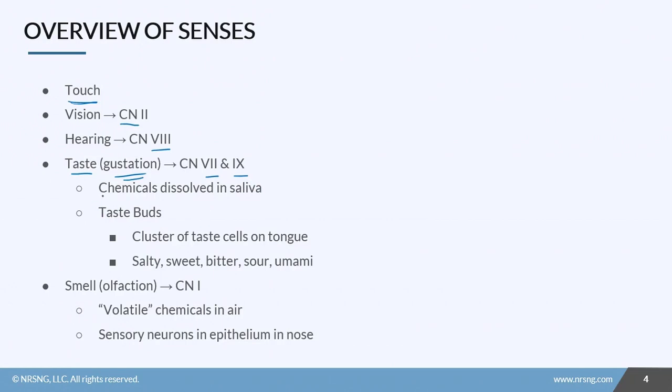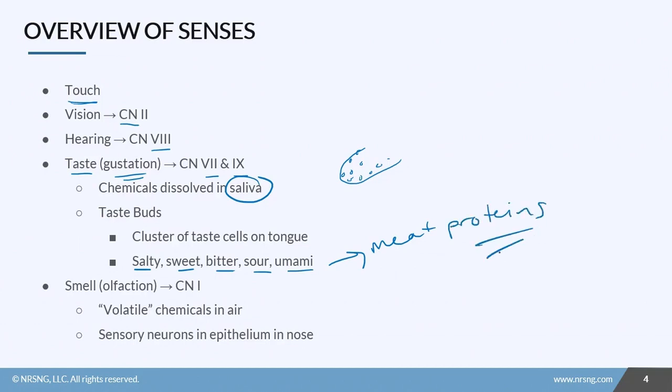And so basically what happens with taste is chemicals in our food get dissolved in our saliva in our mouth, and our taste buds are able to sense and respond to those chemicals. And your taste buds on your tongue are basically just little clusters of taste cells. And there's 5 different types of taste cells. There's salty, sweet, bitter, sour, and umami. And umami is just a fancy name for the taste that you get with meat proteins.